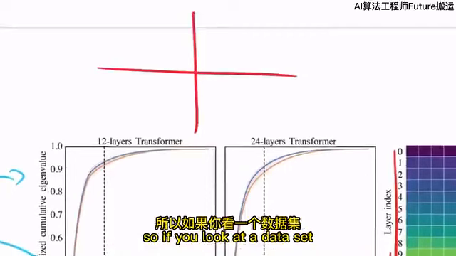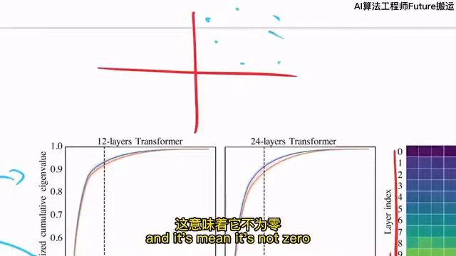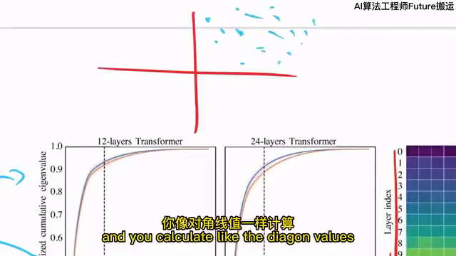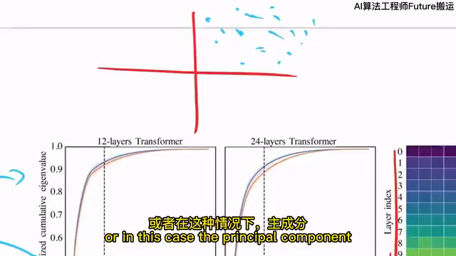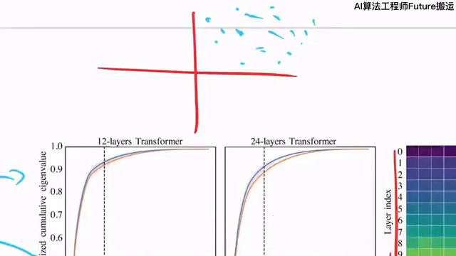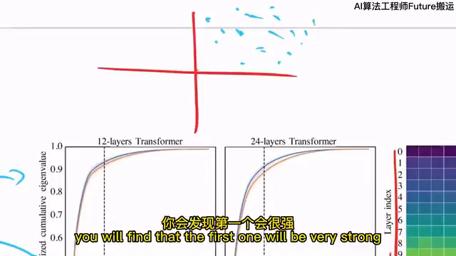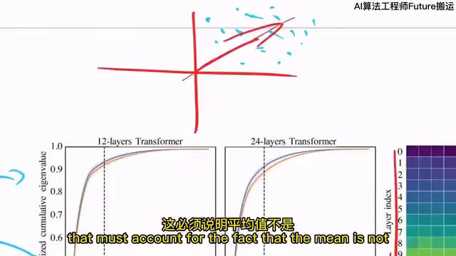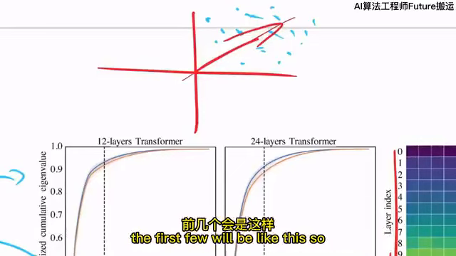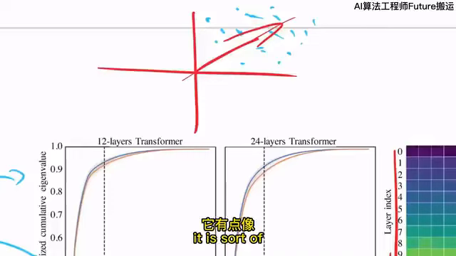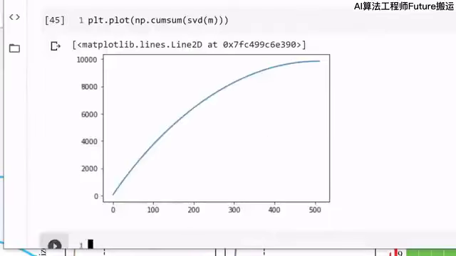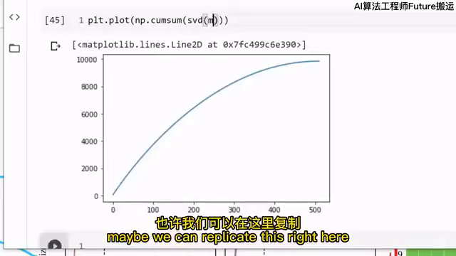So if you look at a data set and its mean is not 0, and you calculate the eigenvalues, or in this case the principal component, you will find that the first one will be very strong, because that must account for the fact that the mean is not at the center. The first few will be like this.